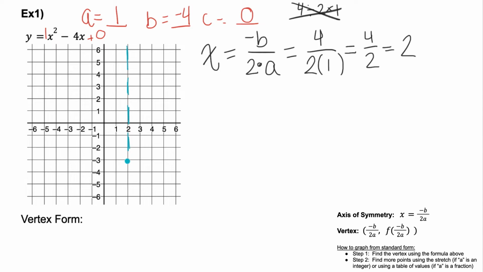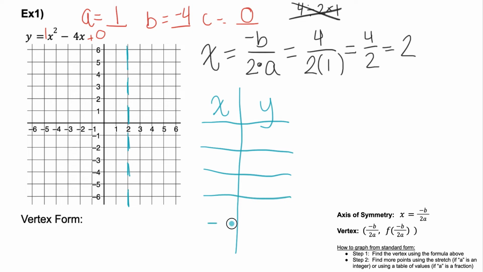Okay, so now what I know is that where x is 2, my vertex is going to fall along this line somewhere. That's my axis of symmetry. Now I just need to figure out exactly where it lies. So to do that, I'm going to make a table of values. So I've got x and y. I'm going to give myself a few rows. I like to put the vertex right in the middle, so I'm going to put that right in the center, and this will be my vertex.